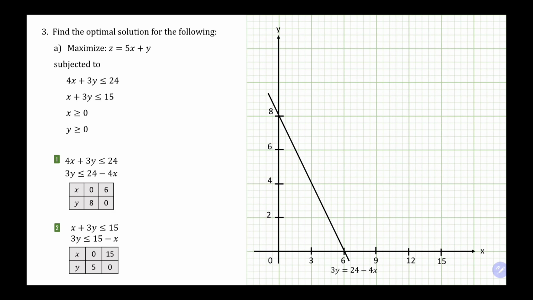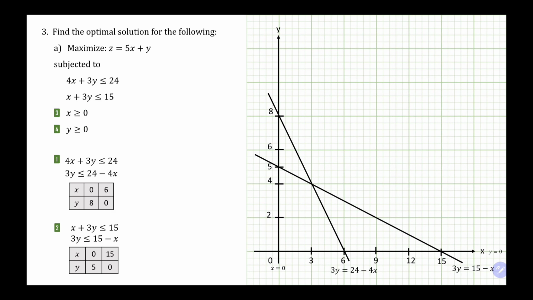Then next line, we have 15 and 5. So we sketch 15 to 5. Using less than or equal, so we use a solid line. Then we label the graph 3y equals to 15 minus x. Then we have x and y greater than or equals to 0. x equals to 0 is the y axis and y equals to 0 is the x axis.